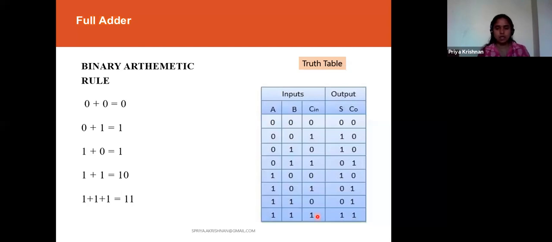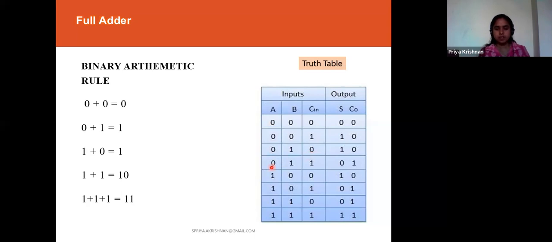So this is the logic again. You have to add 0 plus 0 plus 0. What is sum? Sum is 0, carry is also 0. Okay. 0 plus 0 plus 1. So only 1 is there. So my sum is 1, carry is 0. So wherever I have a single 1, sum will be 1.